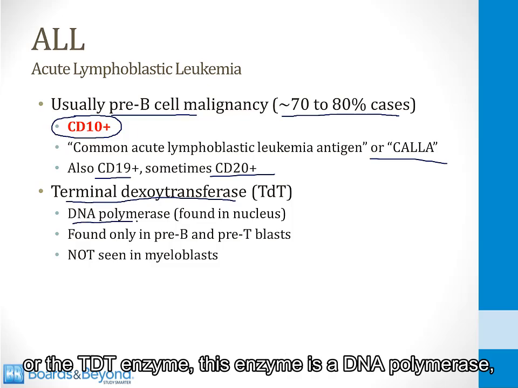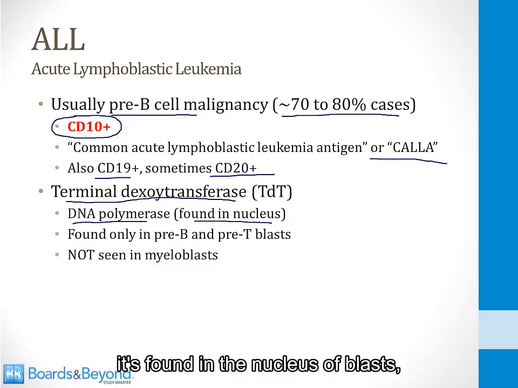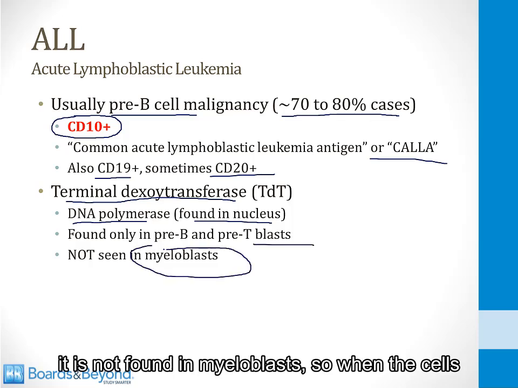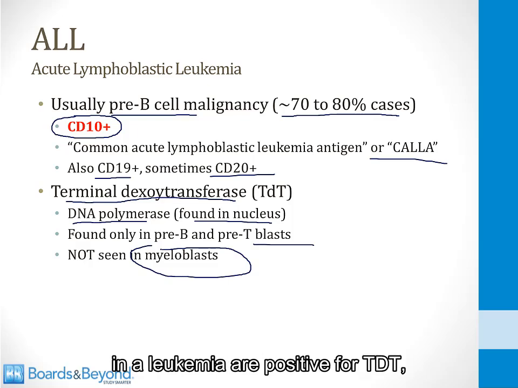This enzyme is a DNA polymerase. It's found in the nucleus of blasts. It's found only in pre-B and pre-T cell blasts. It is not found in myeloblasts. So when the cells in a leukemia are positive for TDT, it means they are not myeloblasts.